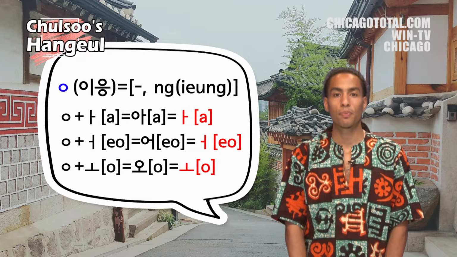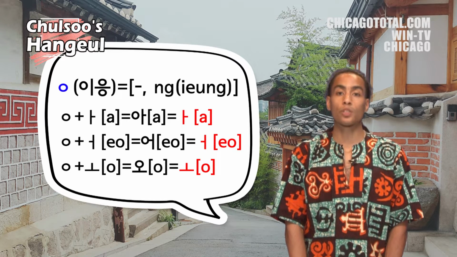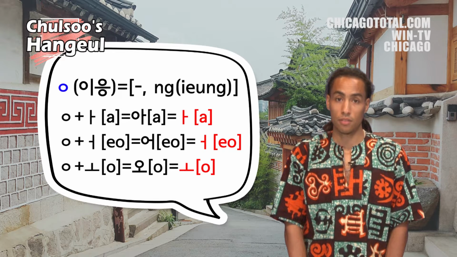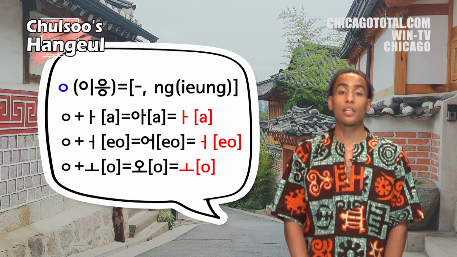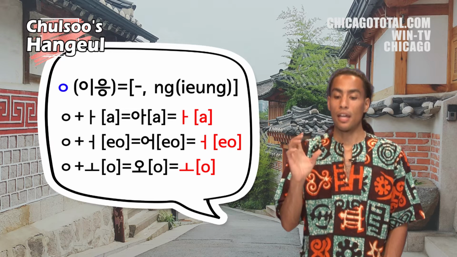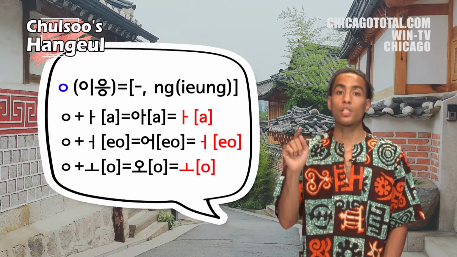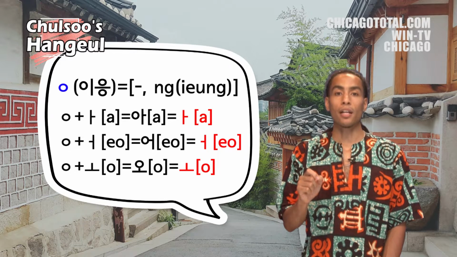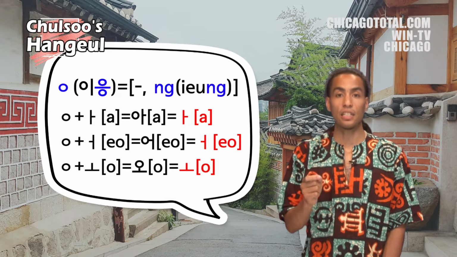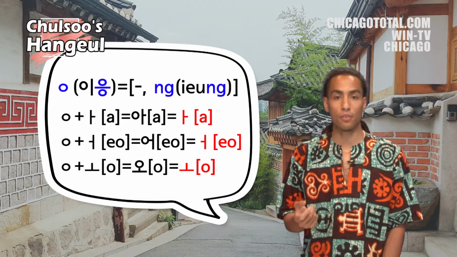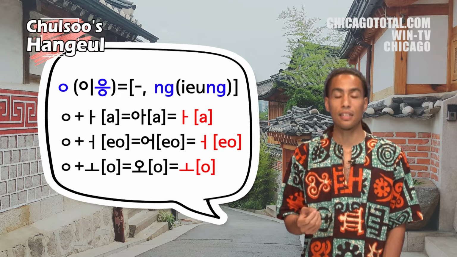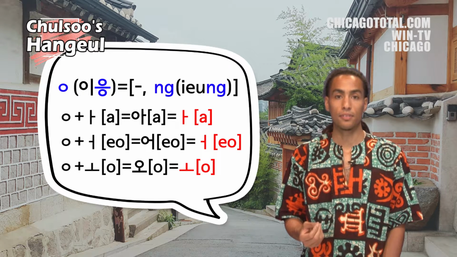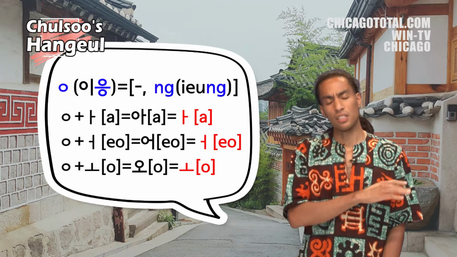Simple, right? Now, there are situations where 이응 is pronounced. And it's usually when you have a syllable or a word in which 이응 is at the bottom. When 이응 is at the bottom, it has kind of like a ng, the English ng sound. 이응, okay? But we can get into that later.